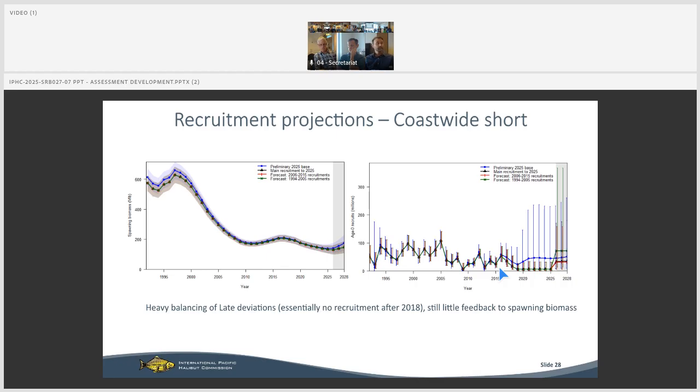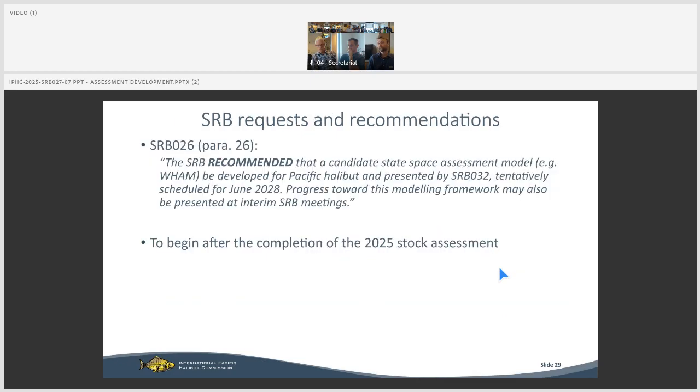So the takeaway from this is that I'm certainly not opposed to autocorrelated recruitment, which is what the original request was, but in the context of the short-term tactical assessment, it really doesn't matter. It's more a discussion for the MSE and longer strategic projections.